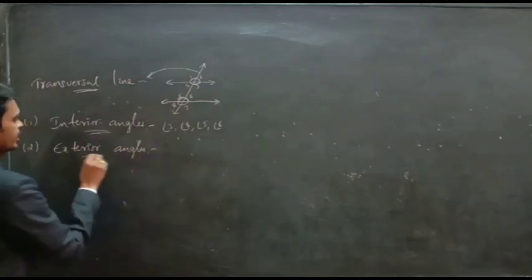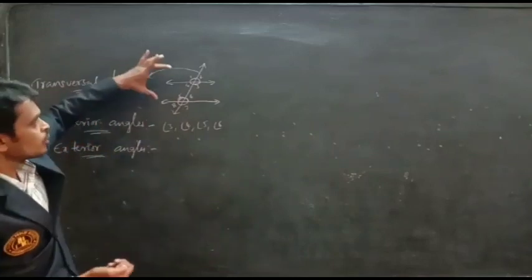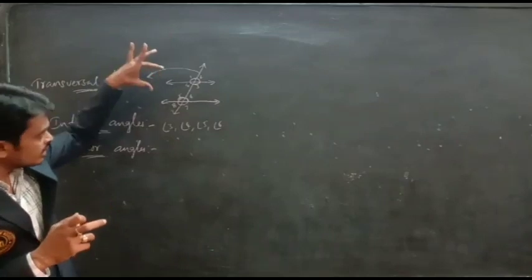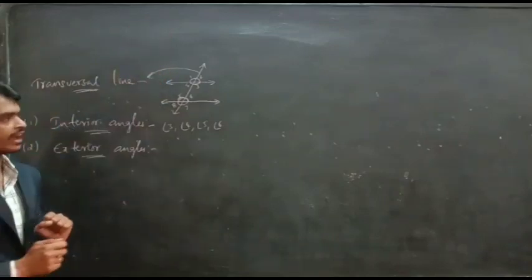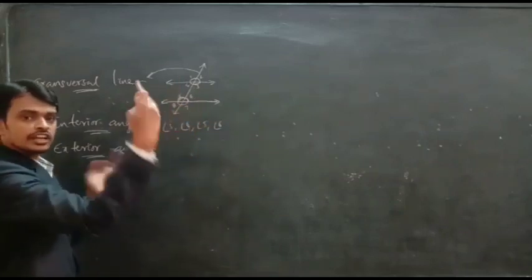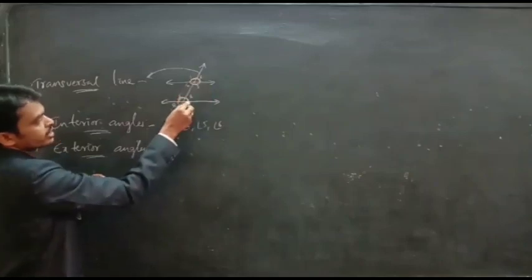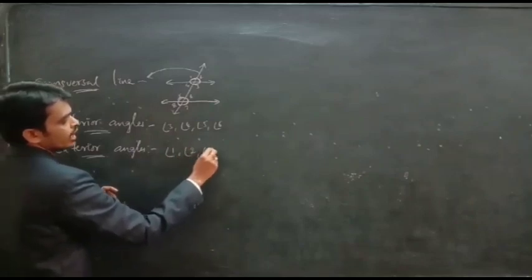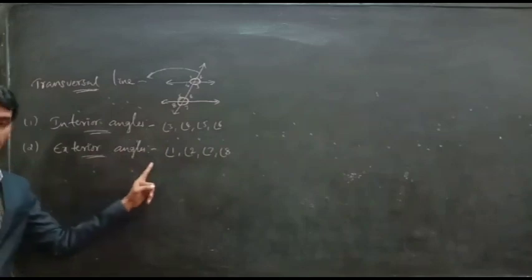Exterior angles are nothing but the angles lying outside of the lines. Those are the exterior angles: 3, 4, 5, 6. The remaining angles are the interior angles. What are they? Angle 1, angle 2, angle 7 and angle 8. So these are the interior angles, and these are the exterior angles.